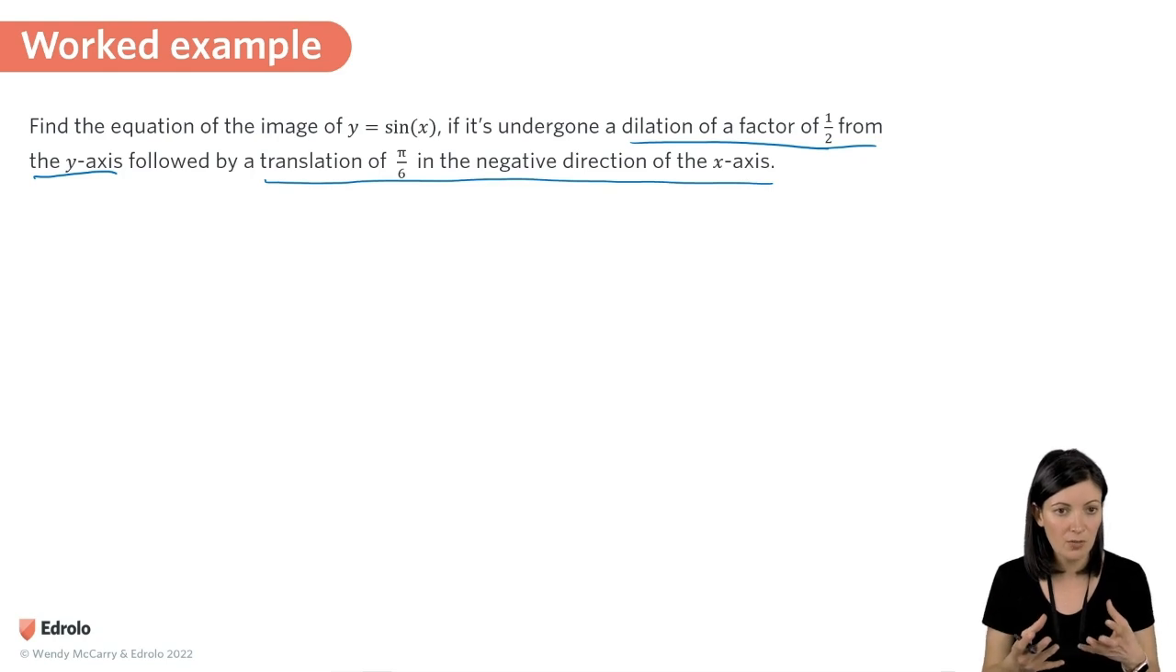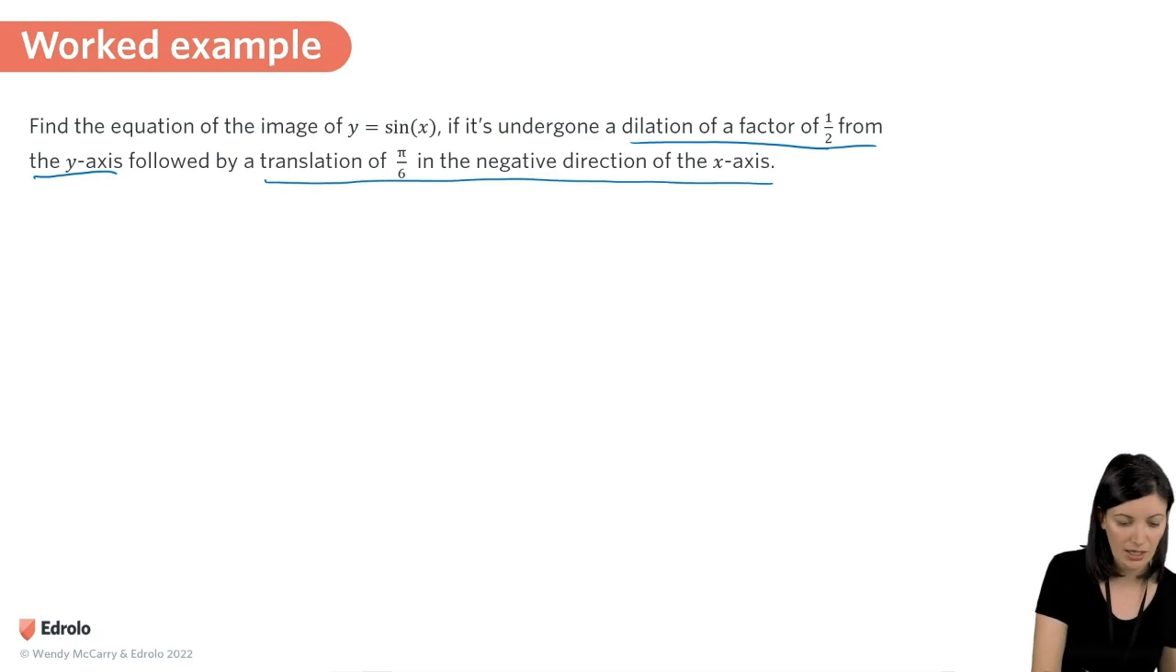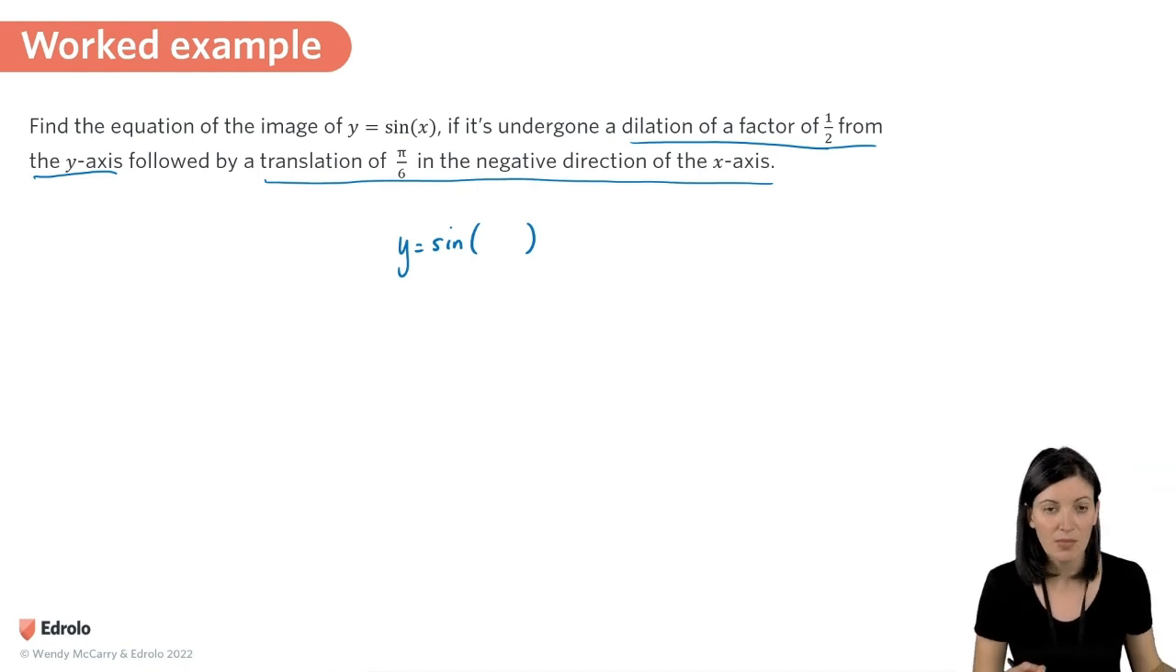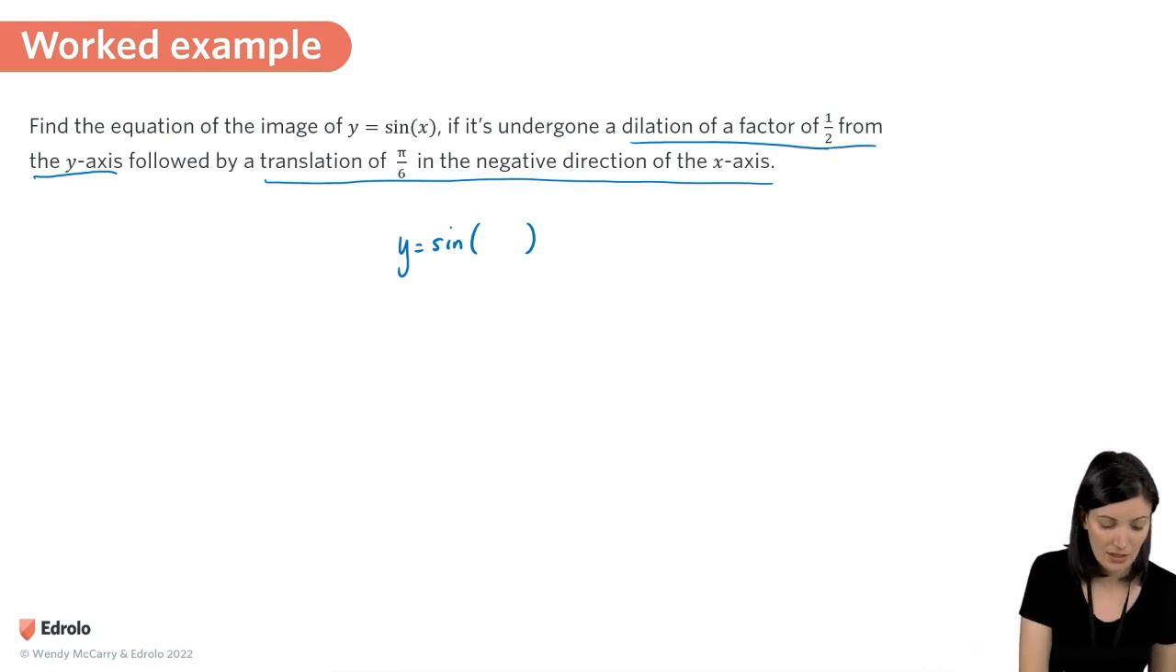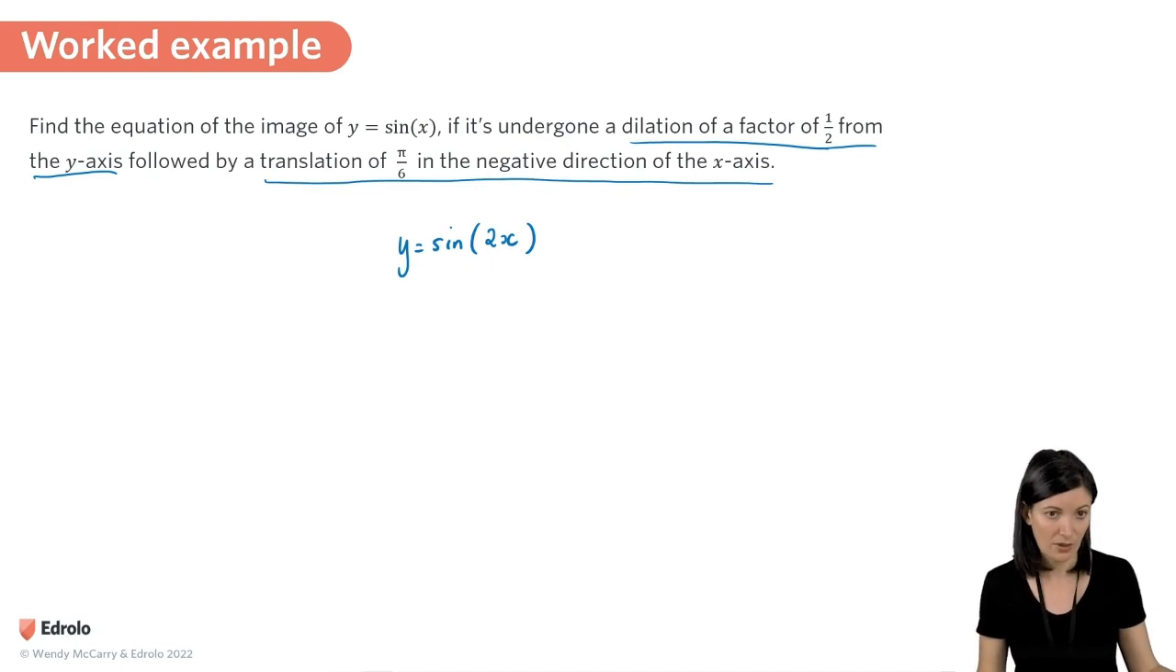So I would have been starting with sine x. Let's just put that first transformation in. So a dilation of a factor of a half from the y-axis. This is the one that goes within the function. So y equals sine of, it's going to impact what's in here with the x. Because it's a factor of a half, we need to take the reciprocal of that number. So instead of a half, I would have 2x.